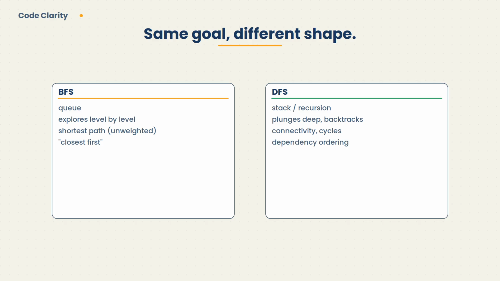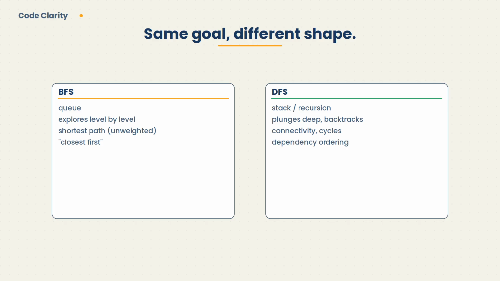Both visit every vertex in linear time, but their shapes differ. Breadth first uses a queue and spreads out level by level. Choose it for shortest paths in unweighted graphs, or anything closest first. Depth first uses a stack or recursion and plunges deep. Choose it for connectivity, cycle detection, and dependency ordering. One explores wide, the other explores deep.